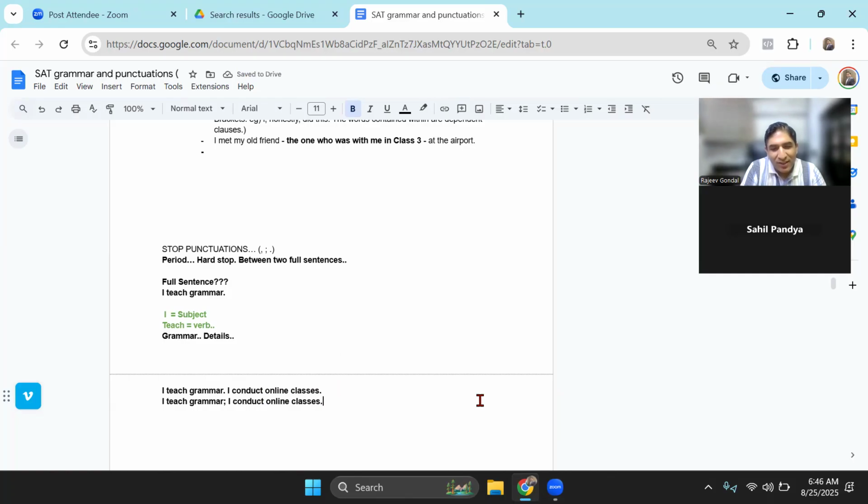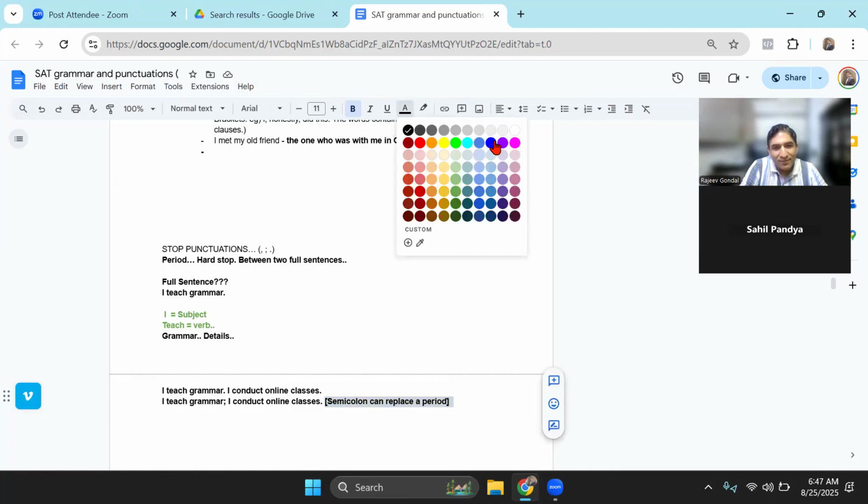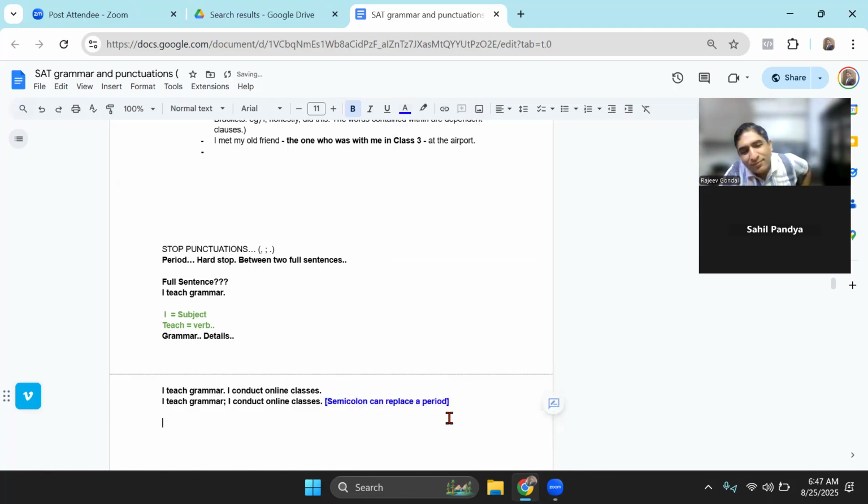Well, this is the thing. A semicolon can replace a period. So a semicolon would also work here. This is something new you learned today. You didn't know this, right? Nope. So a semicolon can replace a period. Well, I'll say in most of the cases, right? So we'll see what are those cases. I'll say mostly.